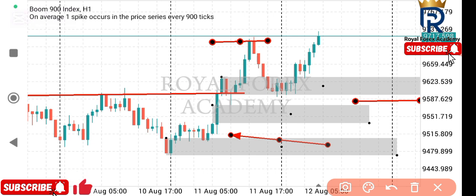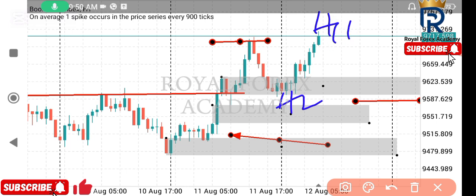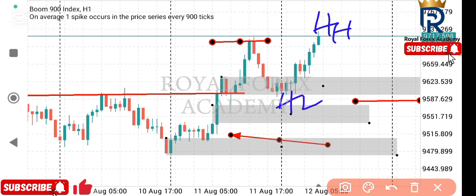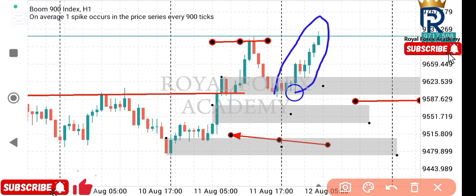So the question is, where now is our new range? Anytime price creates a new higher low and a new higher high, that becomes our recent range. So what is our recent range? This movement here to this upside becomes our new range. You can see that now.